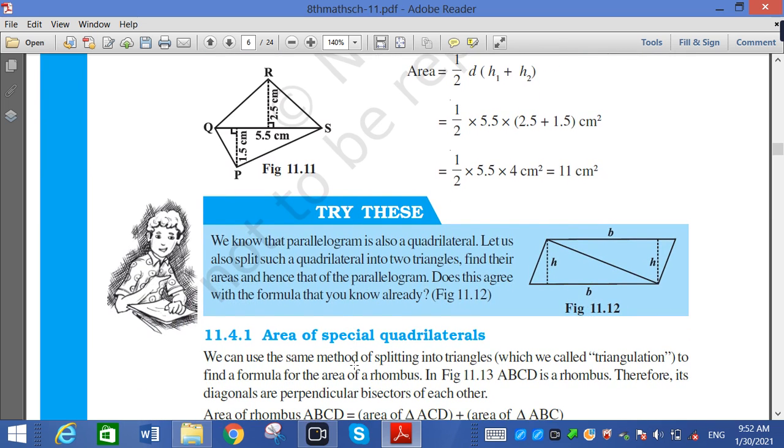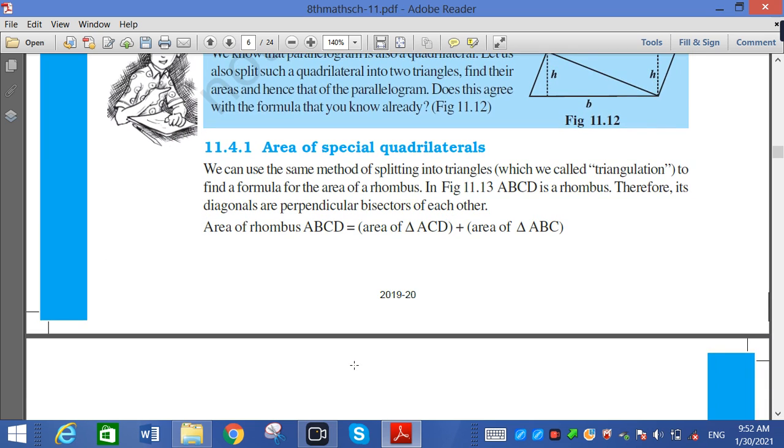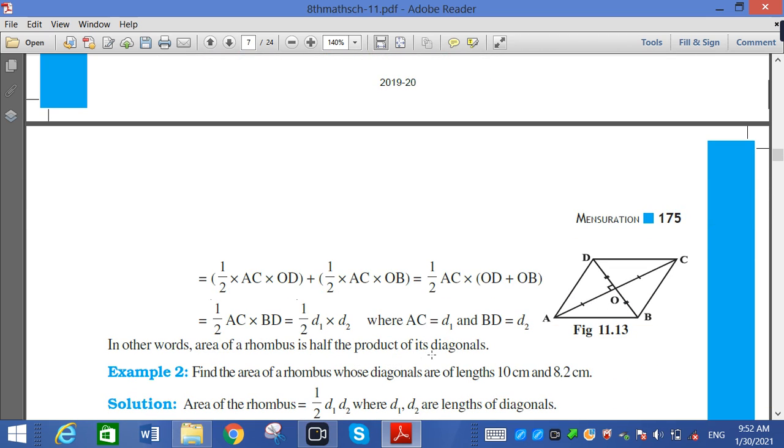Now we go for a special type of quadrilateral, that is rhombus. So area of rhombus now. If you see, again the same triangles are there. So half into AC into OD, half into AC into OB. Here it is AC and OD and OB. But AC is common. So half into, but here it is a diagonal. So d1 and here it is d2.